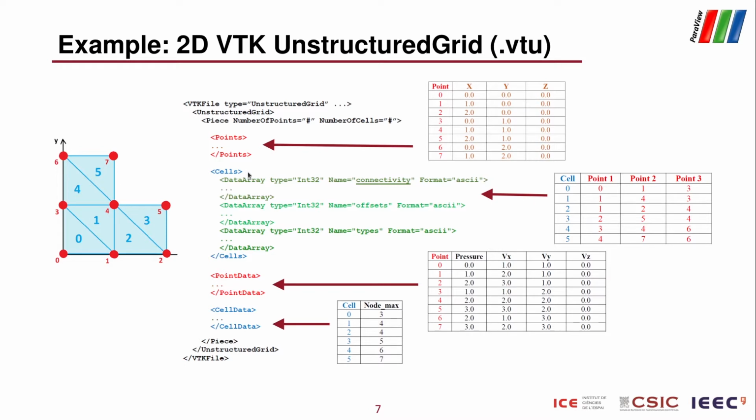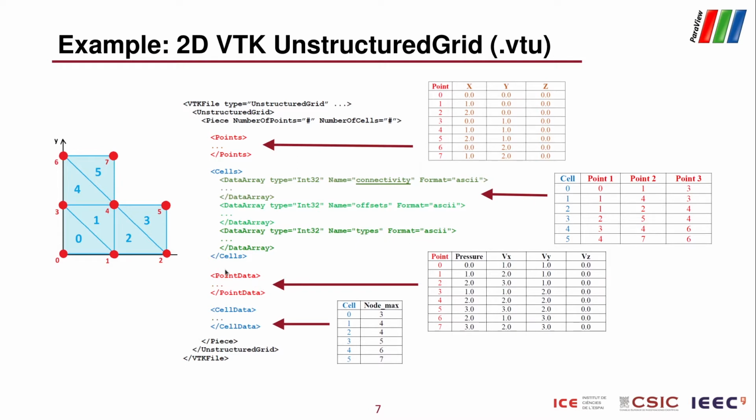Then regarding the cells, we have to include the connectivity of these cells, which means which points form the specific cell. For example, cell 0 is formed by points 0, 1, and 3. So this is information that we have to provide. Then we have to specify the offsets and the types of cells. In this case it is triangular.